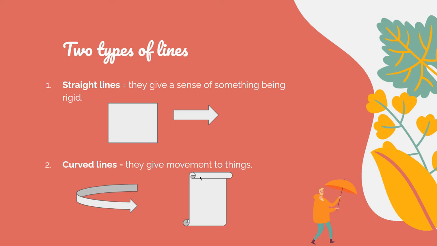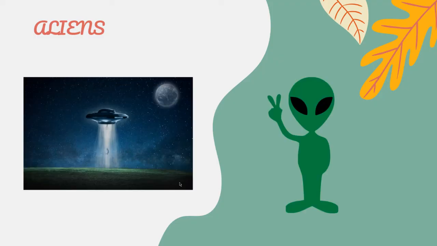It can be sort of folded down, and then you have the straight lines. So this is a combination between straight and curved lines. And remember, curved lines give movement to things, and remember the arrow. And straight lines give a sense that something is being rigid. So straight lines, rigid, rígido. Curved lines, movement.